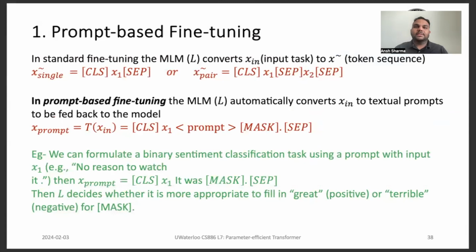The first step is prompt-based fine-tuning. The input task is converted to fit the right format for the LLM, for example, with the CLS token at the start and SEP token in between the different inputs. This input also contains the masked word, which is the mask token. This prompt is an extended answer for the possible direct input, like "no reason to watch", where the prompt would be "it was great" or "it was terrible".